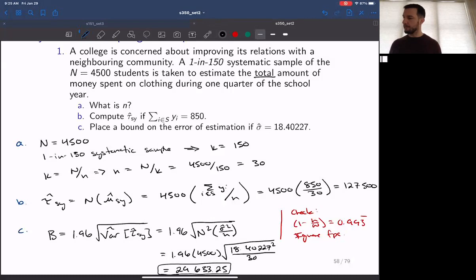Okay, so that's our first illustration. Again, a pretty basic illustration. This is just find an estimate, bound the estimate, a typical sampling question. Kind of neat because we didn't have to use the FPC here, so it's nice to see an example without that. But otherwise, I don't think there are too many tricks, just remembering the notation for the systematic sample. So we have a 1 in K systematic sample. That's why K is 150. Does anyone have any questions about that?